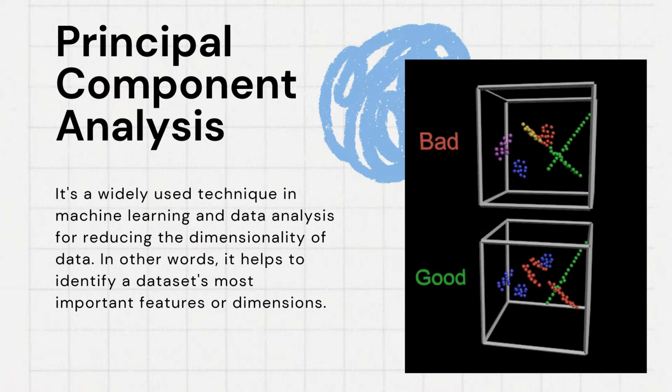Now PCA helps to identify these variables by finding new artificial variables that are linear combinations of the original variables, and these new variables are called principal components. The first principal component captures the largest amount of variance in the data, and the second principal component captures the second largest amount of variance, and so on. Once you have identified the principal components, you can use them to reduce the dimensionality of your data.